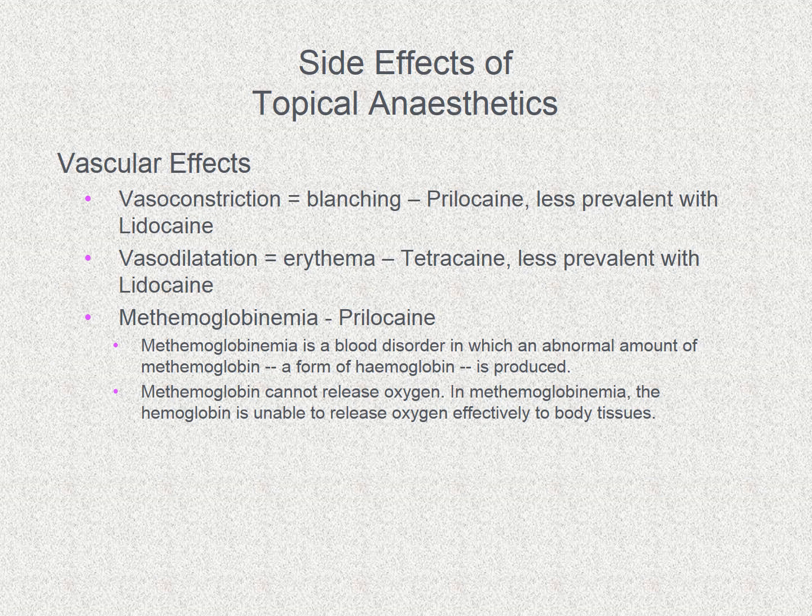The final vascular effect that needs to be considered is methemoglobinemia. Now, this is, compared to the other two, very rare. This is the condition where methemoglobin can be formed due to the use of the local anaesthetic, and prilocaine is the local anaesthetic this is most usually associated with. The problem once this occurs is that methemoglobin does not hold the oxygen.